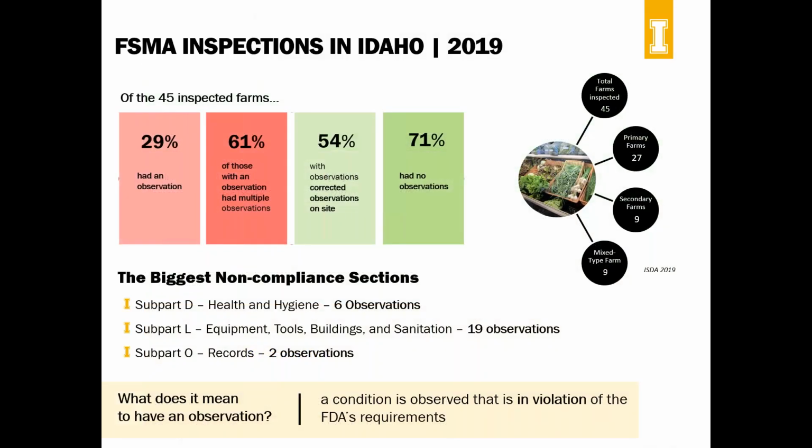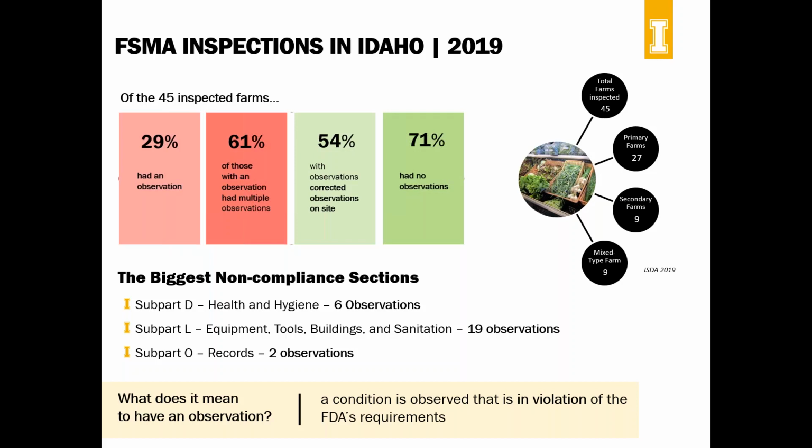This also gives context to the series because we touched base on this more last week, but this is what FSMA inspections looked like in Idaho last year. And the big takeaways for this were that 45 total farms were inspected. And the biggest thing is that we did pretty well in inspections as a state with our large farms because the majority of farms did not have any observations, which an observation basically means that an inspector was on the property and then saw something that was in violation of the produce safety rule during the inspection.